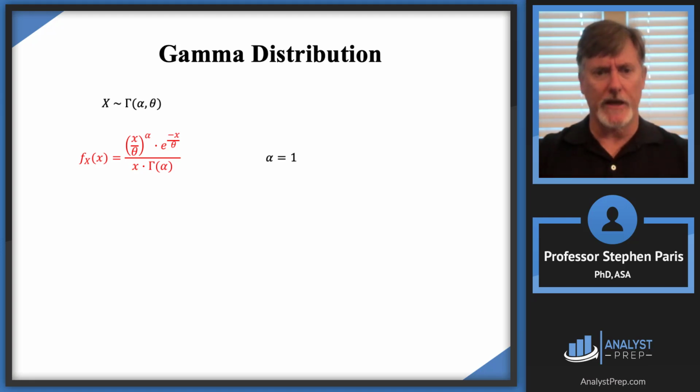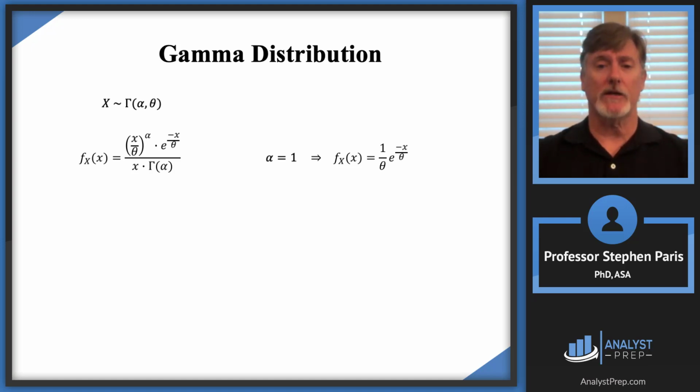to show you that if you plugged in a 1 for alpha in the gamma density function, you'll have an x in the numerator, an x over theta to the first power, but then you'll have an x in the denominator that cancels with that x in the first factor in the numerator, and then gamma of 1 is just equal to 1 in the denominator, and it all reduces to, your density function would reduce to a 1 over theta times e to the minus x over theta, which is the density function for an exponential distribution.